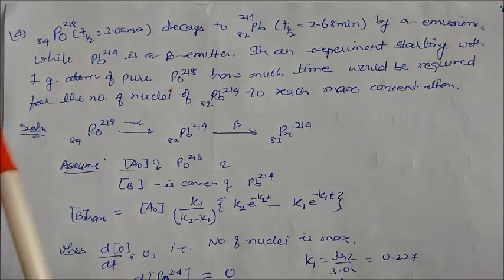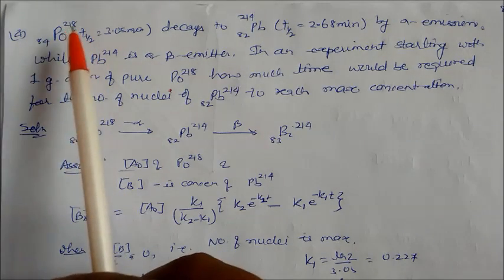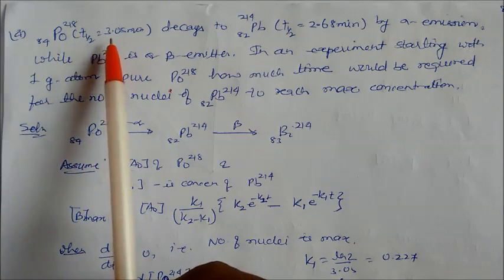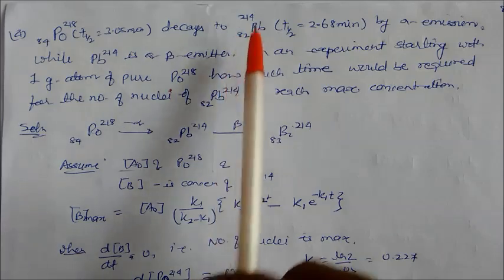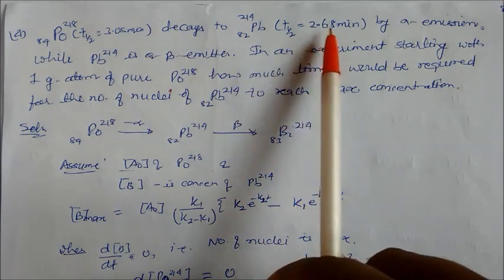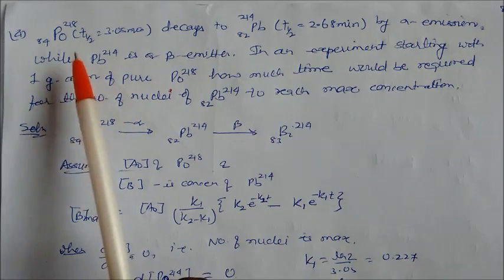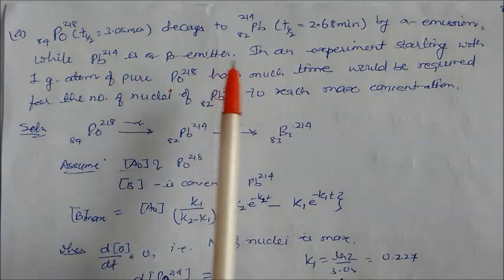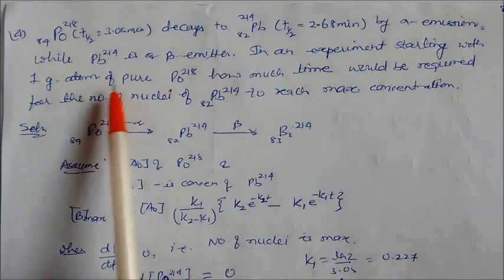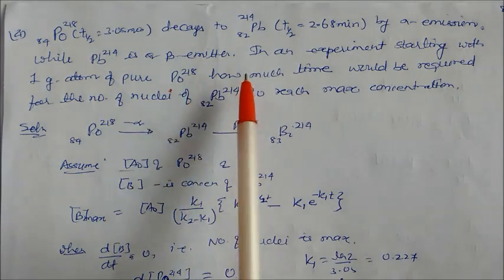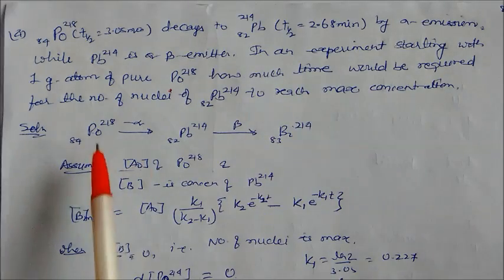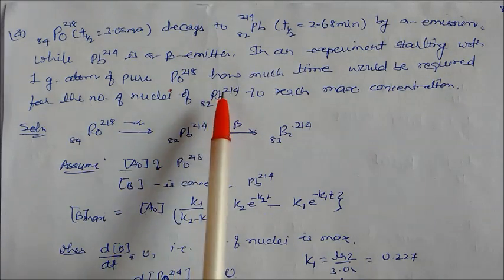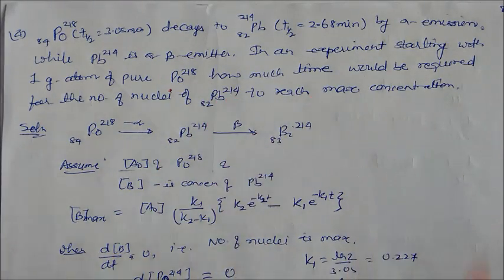Now polonium 218, whose half-life is 3.05 minutes, decays to lead 214, whose half-life is 2.68 minutes, by alpha emission, while lead 214 is a beta emitter. In an experiment starting with 1 gram atom of pure polonium 218, how much time would be required for the number of nuclei of lead 214 to reach the maximum concentration?